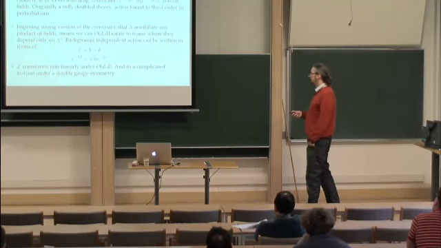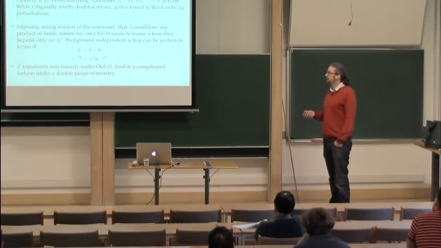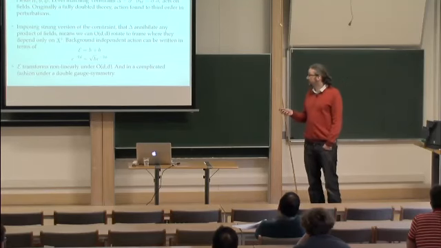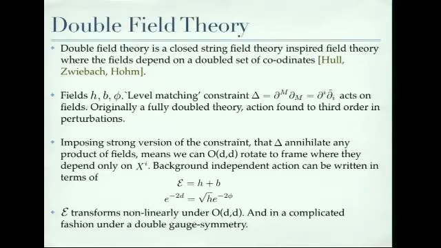But this E transforms nonlinearly under O(D,D), and in a complicated fashion under a new double gauge symmetry. However, an action can be written down in terms of these, which has O(D,D) invariance and a double gauge symmetry.